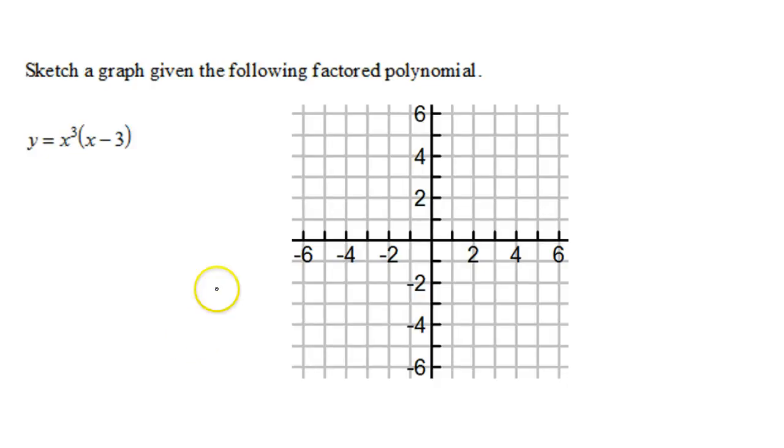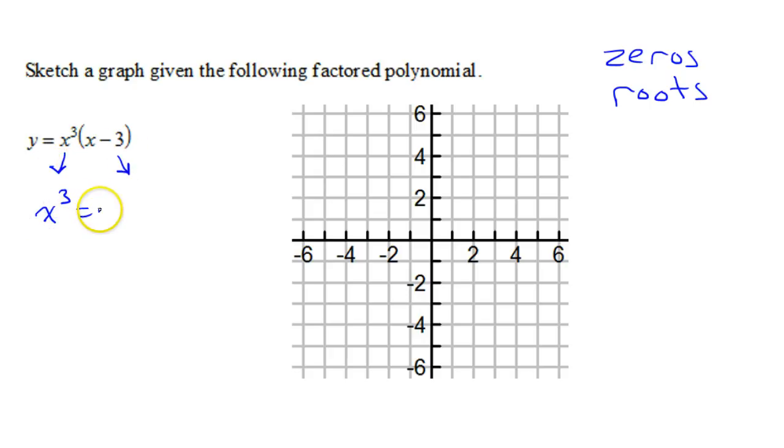In this video, we will sketch the polynomial shown here. First, we will find what the x-intercepts are going to be. The x-intercepts are also known as the zeros of the function, and they are often called the roots of the function. And so we will get them by setting these factors equal to 0. So if I set x to the third power equal to 0 and x minus 3 equal to 0, then I get x equals 0 and x equals 3.